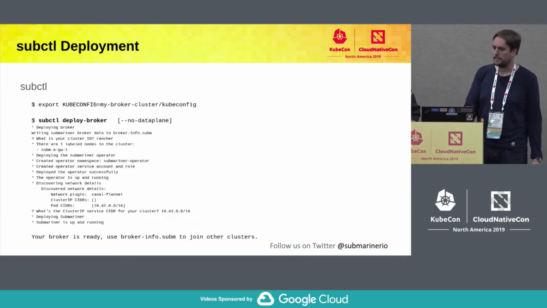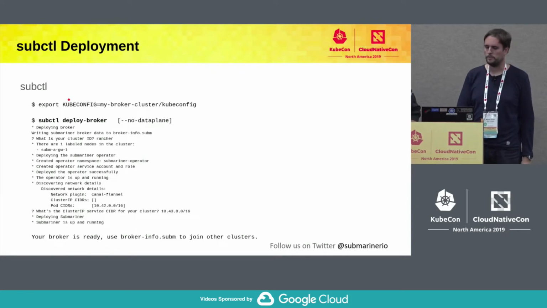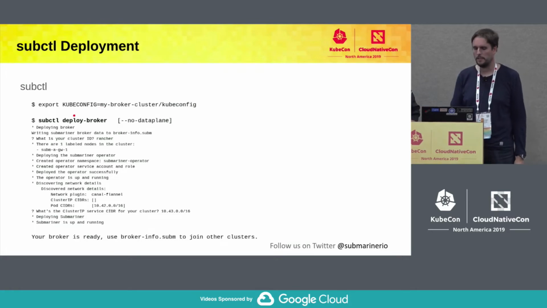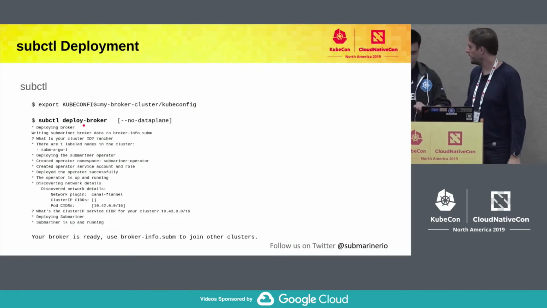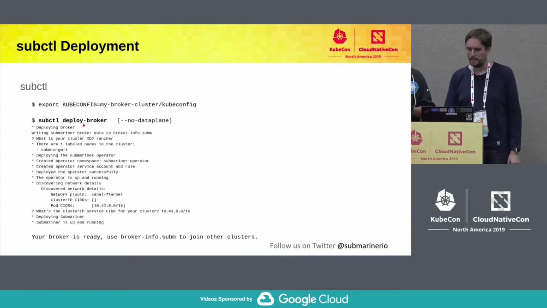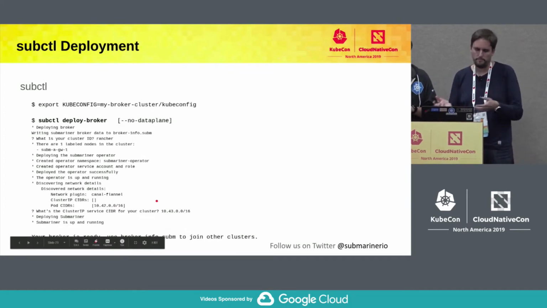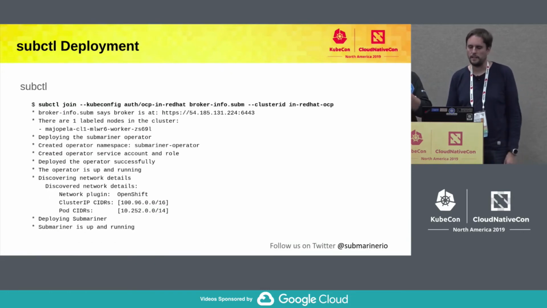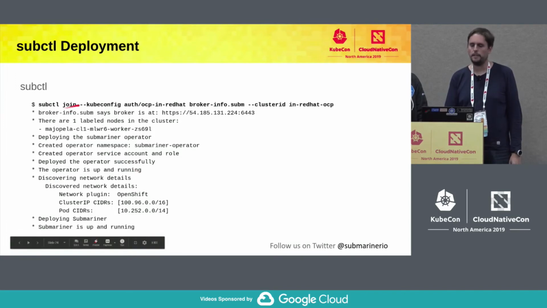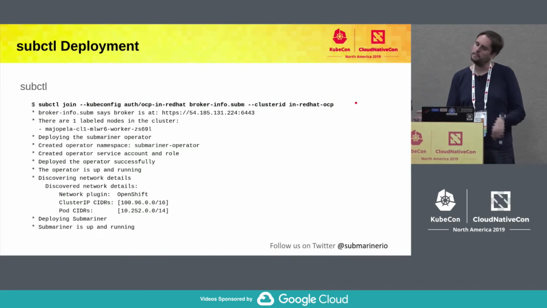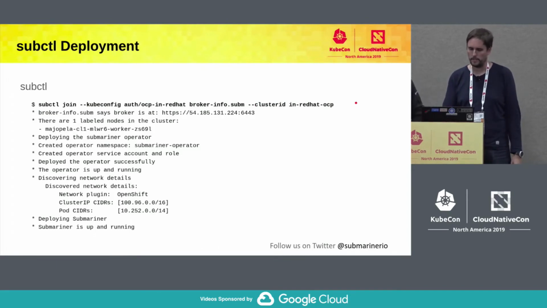So using subctl, this is how it looks. You can choose your broker cluster. You need the admin context for that. And you say, okay, deploy broker, and that's going to deploy the broker for you. It will ask for anything that it cannot figure out, and it will produce this broker info Submariner file. And then you go to the next cluster, and you say, okay, join, and my kubeconfig, this is my cluster ID, and it will make sure that it's installed and connected.